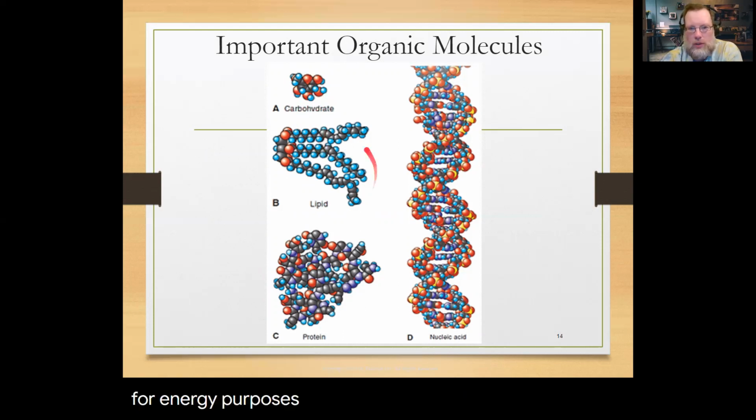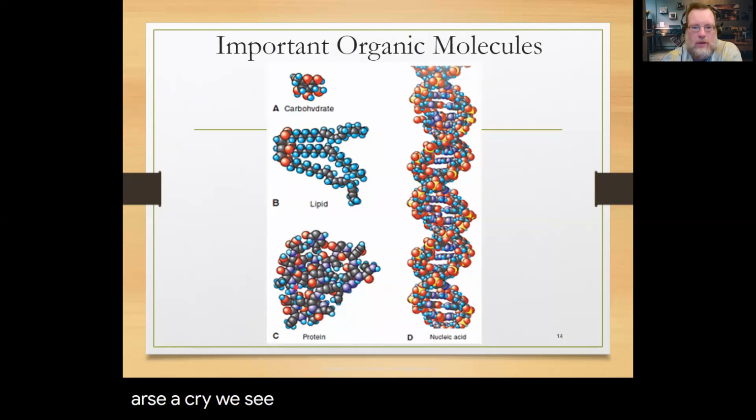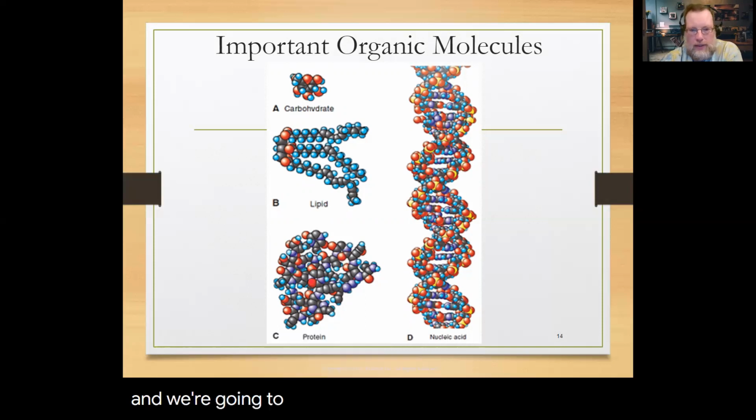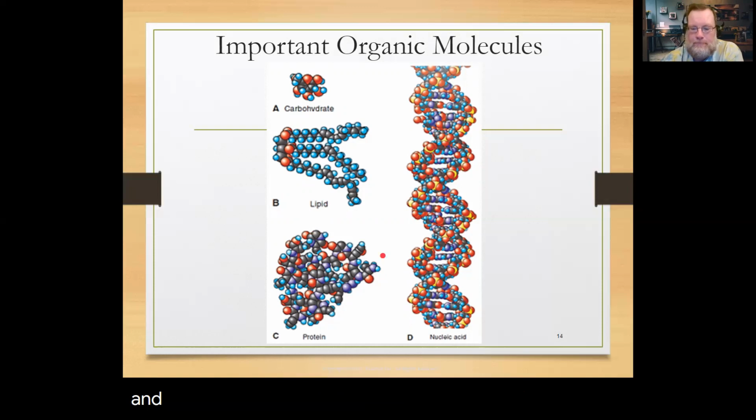Lipids, a little more complicated. We can see kind of a triple group coming off here. This is what they call a triglyceride. So glycer we see with fats, saccharide we see with carbs. And then we get to proteins, and we're going to see that these are a lot more complex, so a lot more going on with a protein.